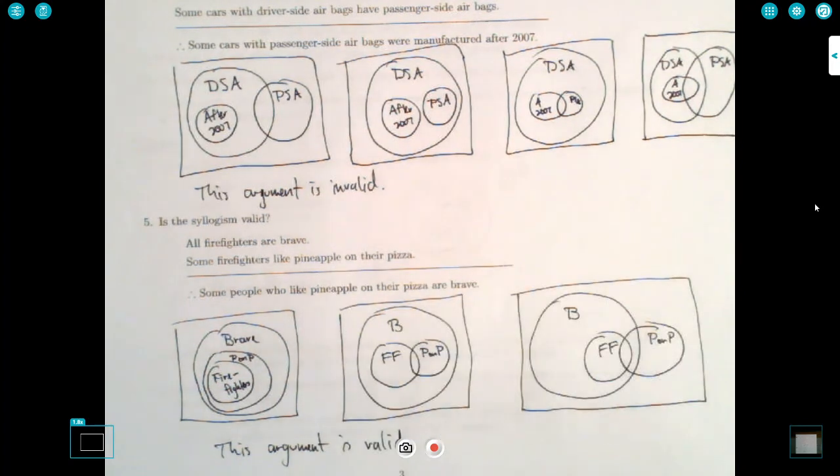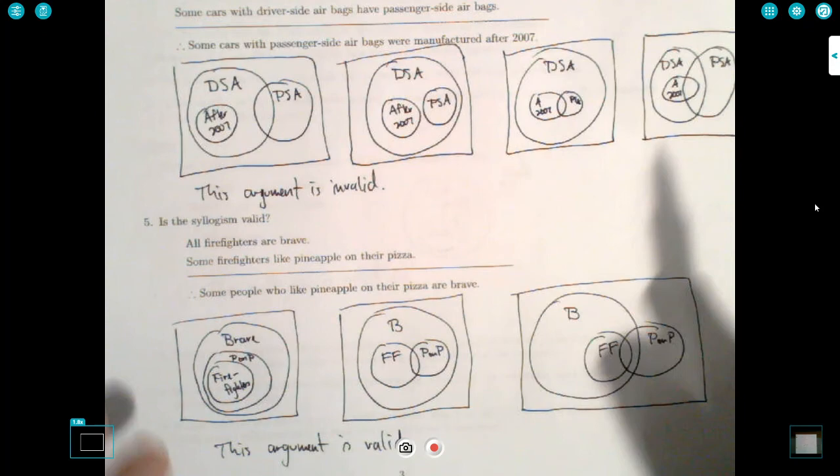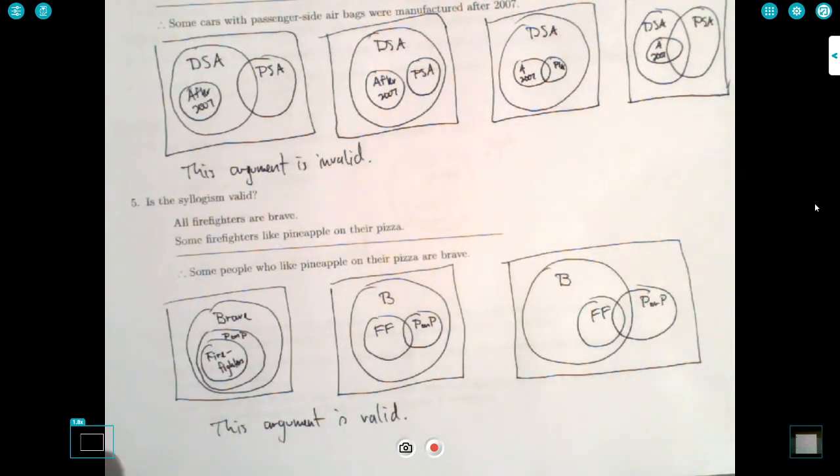Okay? And it should make sense, right? Just reading through the argument, all firefighters are brave, and some firefighters like pineapple on their pizza. So we know that there's at least one firefighter who likes pineapple on their pizza, and because that person is a firefighter, he or she is brave. And so therefore, there is at least one person who likes pineapple on their pizza who is brave, right? Has to be the case. So that's a valid argument for sure.